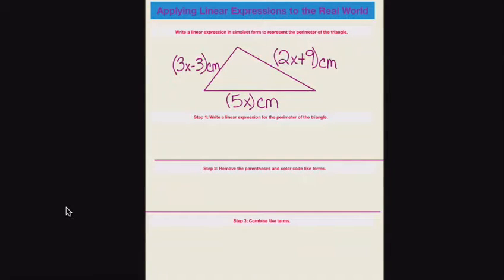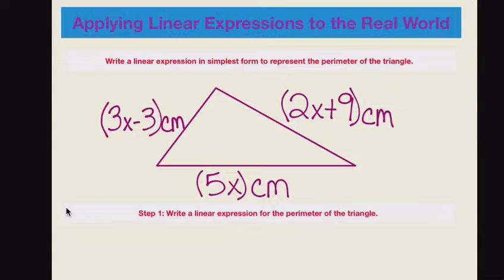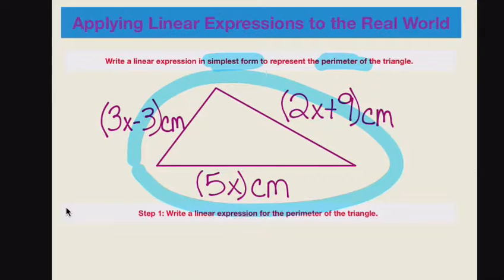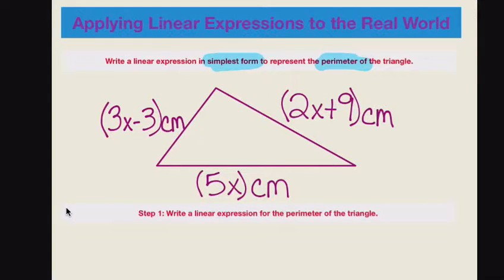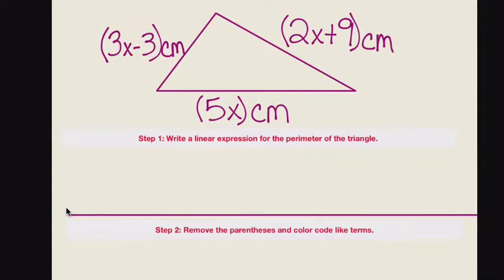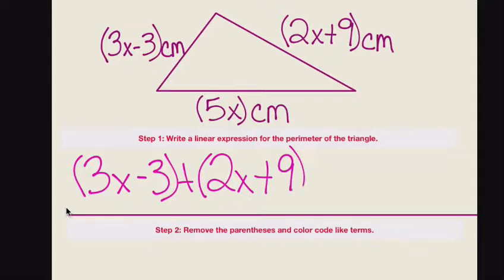Now let's apply this adding linear expressions idea to a real world problem. So the directions here say to write a linear expression in simplest form to represent the perimeter of the triangle. Remember, perimeter is if you were to walk all the way around the triangle, how far would you have walked? So step 1 is to write a linear expression for the perimeter of the triangle. So we're going to add up all 3 sides. So 3x minus 3 plus 2x plus 9 plus 5x.